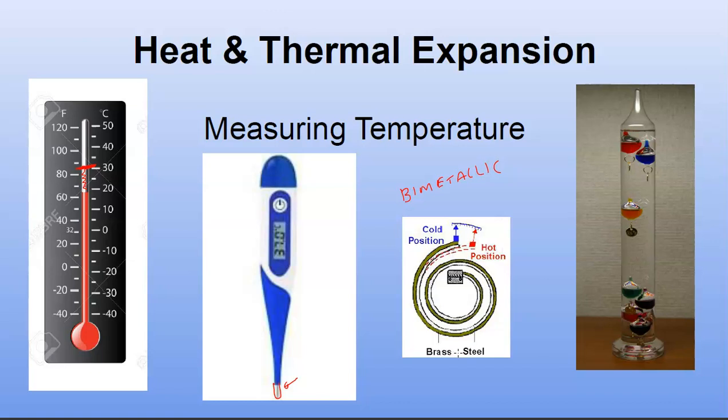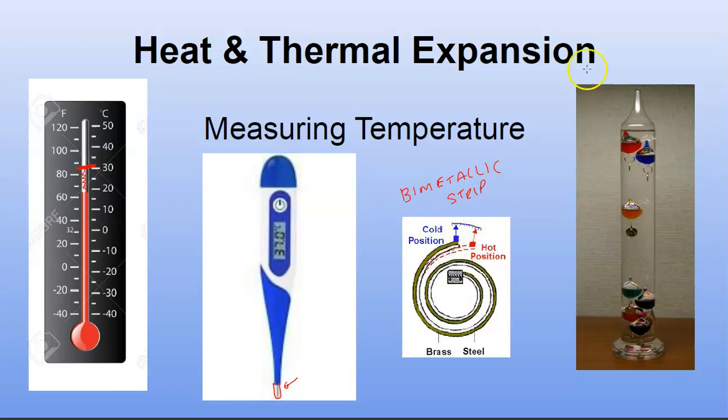And here brass is going to expand more than the other, and that's going to bend this thing that way, and a little needle here would point from one degree to another degree or something. Okay, so that's a bimetallic strip. That's interesting stuff. I've got some in lab. If we ever get to meet again, I'll show you those.